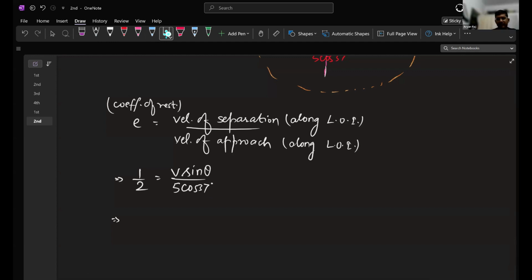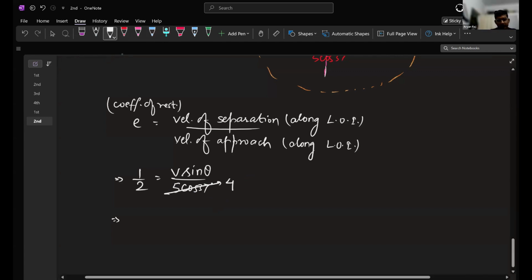Cos 37 was, I remember it was like 4 over 5, right? Very good. 4 over 5. So this will be 4. And this 2 will cancel this 2 times. It means v sin theta would be equal to 2. So v sin theta is going to be equal to 2. This is the first equation, with the coefficient of restitution.